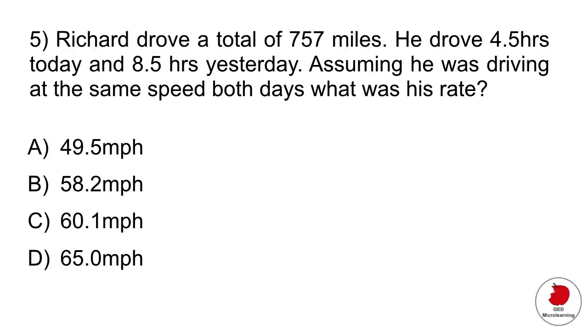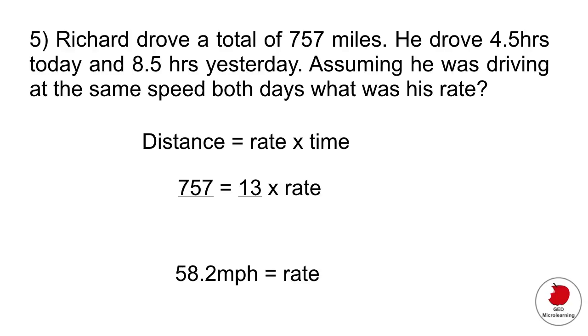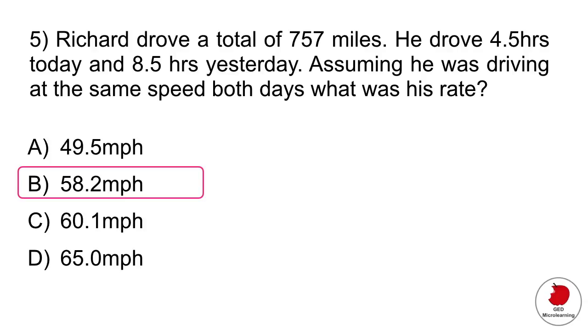All right, one more question on this. It says Richard drove a total of 757 miles. He drove 4.5 hours today and 8.5 hours yesterday. Assuming he was driving at the same speed both days, what was his rate? Same question again. First of all, you're going to add up the total number of driving that he did. So 4.5 plus 8.5, which is 13 hours. Then you would set up your equation like that, and divide both sides by 13, and that gives you 58.2 miles per hour, which is your rate. Answer B.